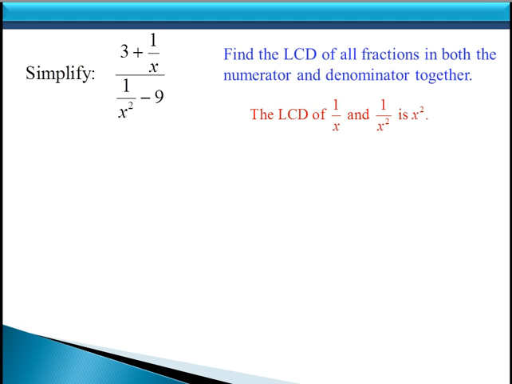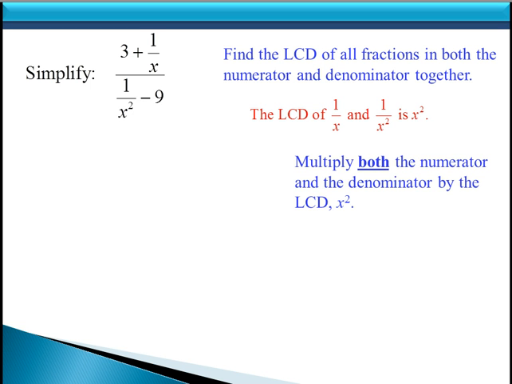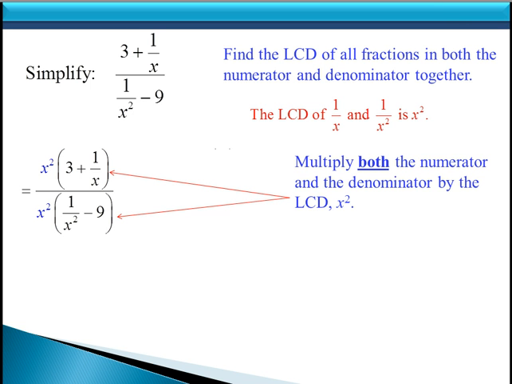And what we do with it is we're going to multiply both the numerator and the denominator by the least common denominator of x squared. Now notice that in the numerator we have addition. So we have two terms we're going to have to multiply this x squared by. So this is why I put the parentheses around there. And I'm going to have to distribute the x squared through. Same thing for the denominator because of that subtraction sign.